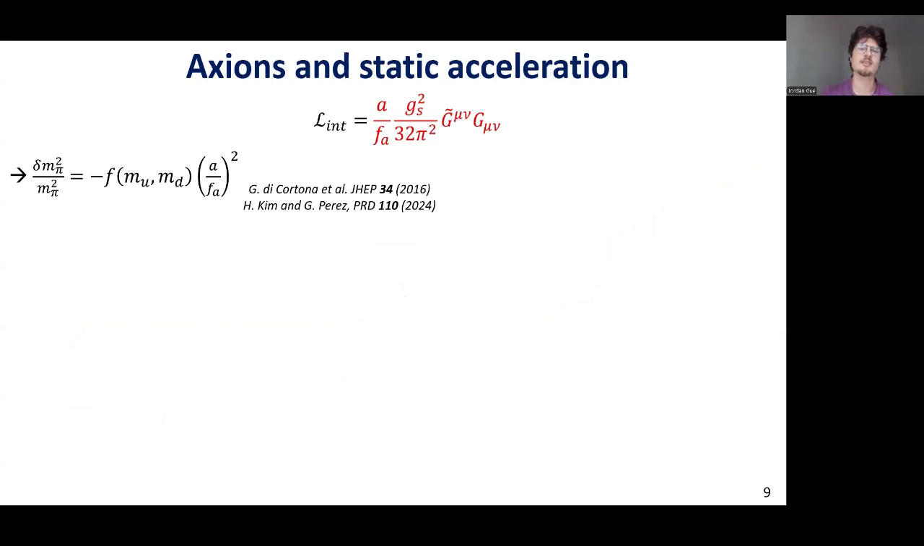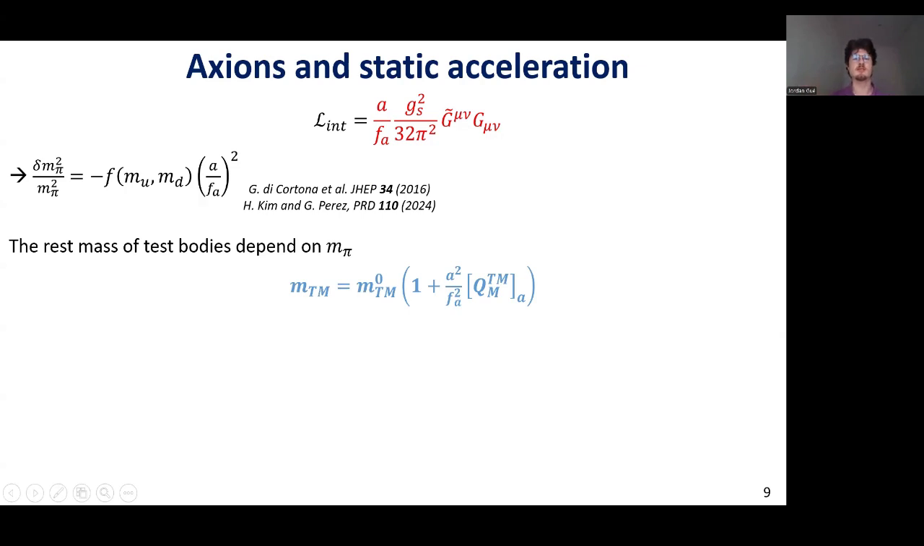Okay, so now let's go to the second part of the talk about axions. Here I will be interested in the axion-gluon coupling through this Lagrangian. Now you can show that this Lagrangian leads to a dependence of the pion mass on the axion. And so in the same way as before, since the rest mass of test bodies depends on the pion mass, then they will depend on the axion. Now the difference is that, as you can see, the dependency is not linear in the field, but it's quadratic in the field. And so it means that you have other effects that arise from this dependency.